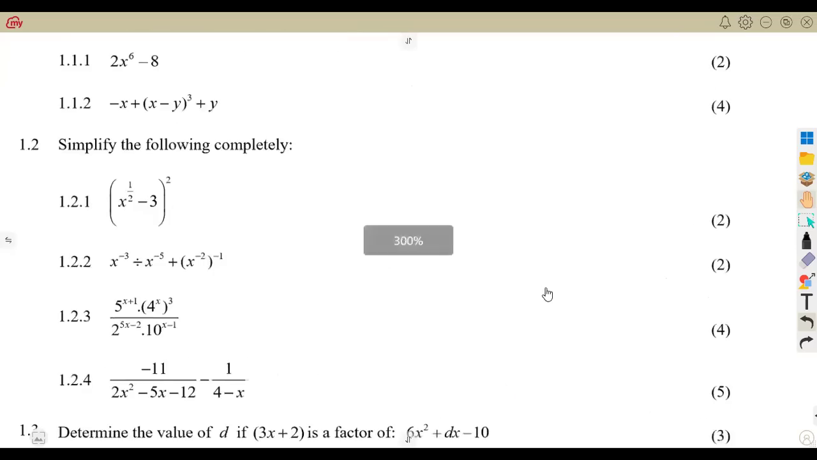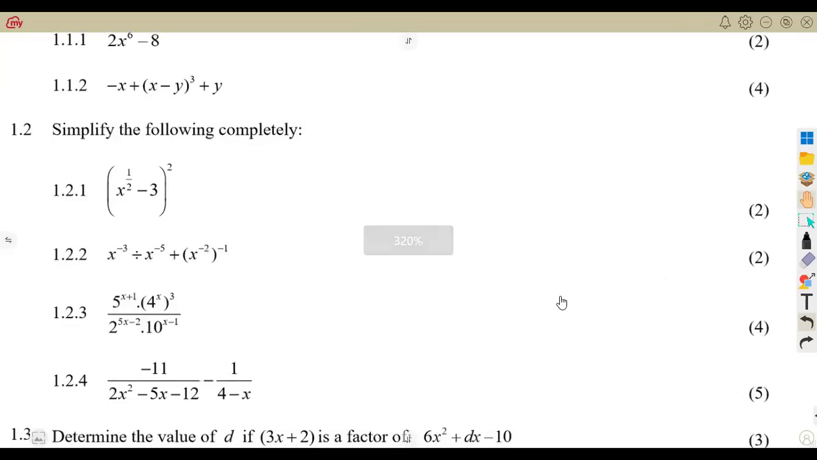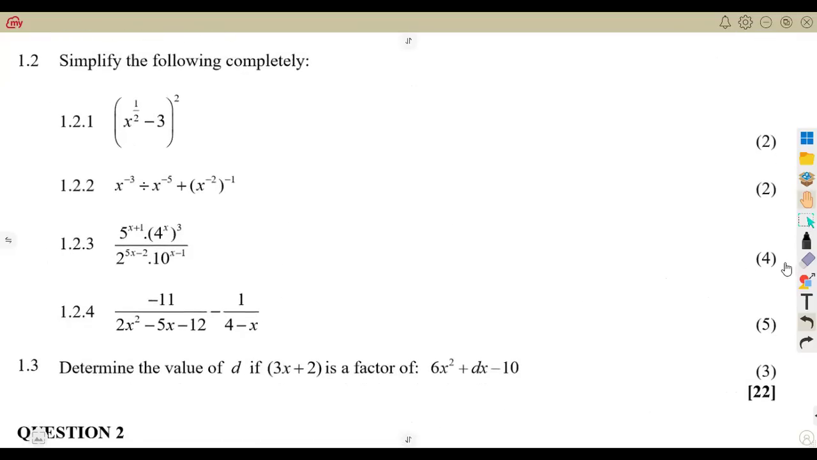All right, checking another question, which is 1.2. We are given to simplify the following completely up to the last stage. Simplify until last stage.